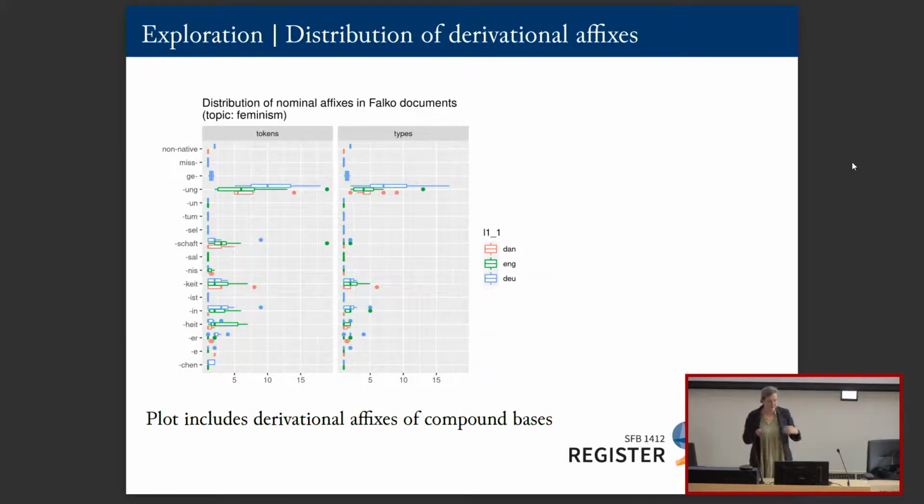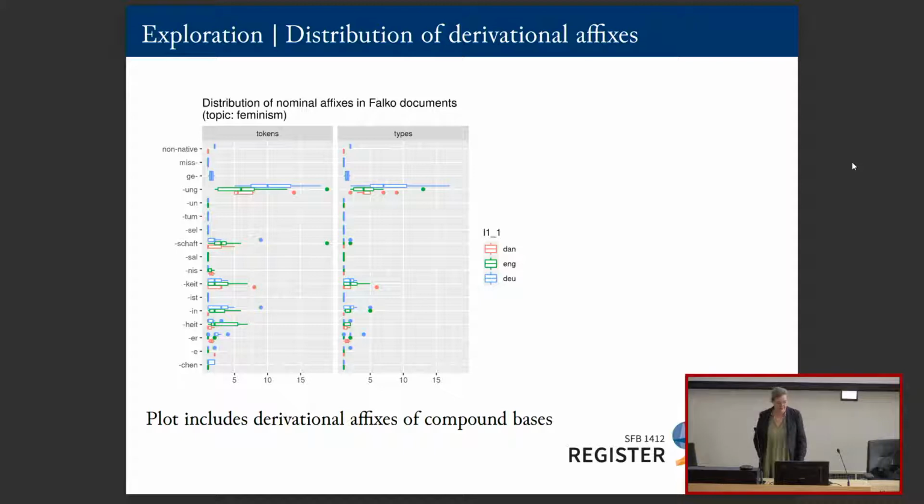We can look into this some more, like look at some of the nominal affixes in the derivation in the Falco documents. Again, only topic feminism. You again have the Danish, English, and the German L1 speakers. You see some differences in specific suffixes, for example, in -ung. Yeah? So the L1 speakers use lots more -ung, which is a very frequent, highly productive German suffix making nouns out of verbs.